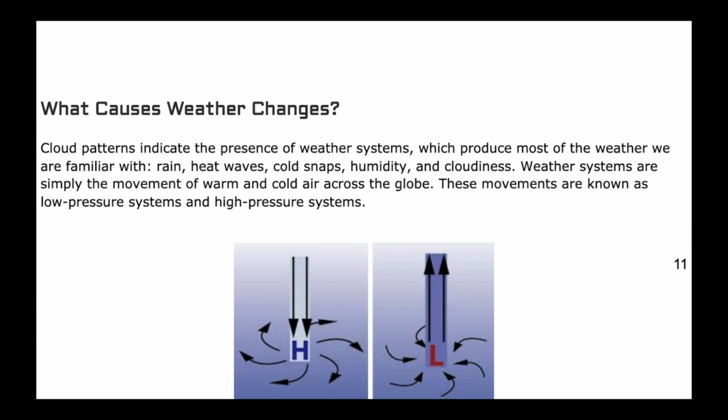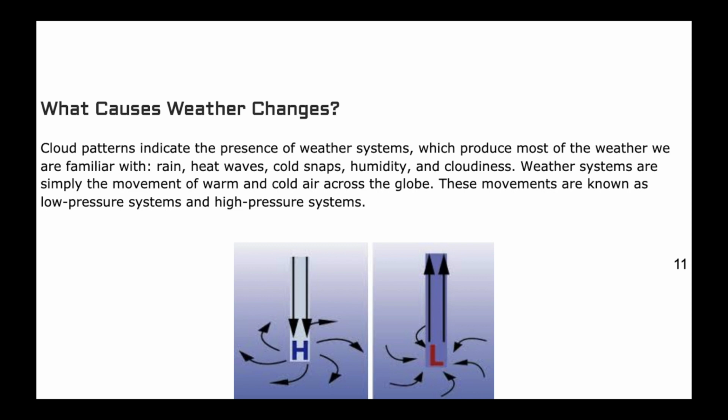What causes weather changes? Cloud patterns indicate the presence of weather systems, which produce most of the weather we are familiar with: rain, heat waves, cold snaps, humidity, and cloudiness. Weather systems are simply the movement of warm and cold air across the globe. These movements are known as low-pressure systems and high-pressure systems. This picture shows a simple cartoon of a high-pressure system and a low-pressure system.